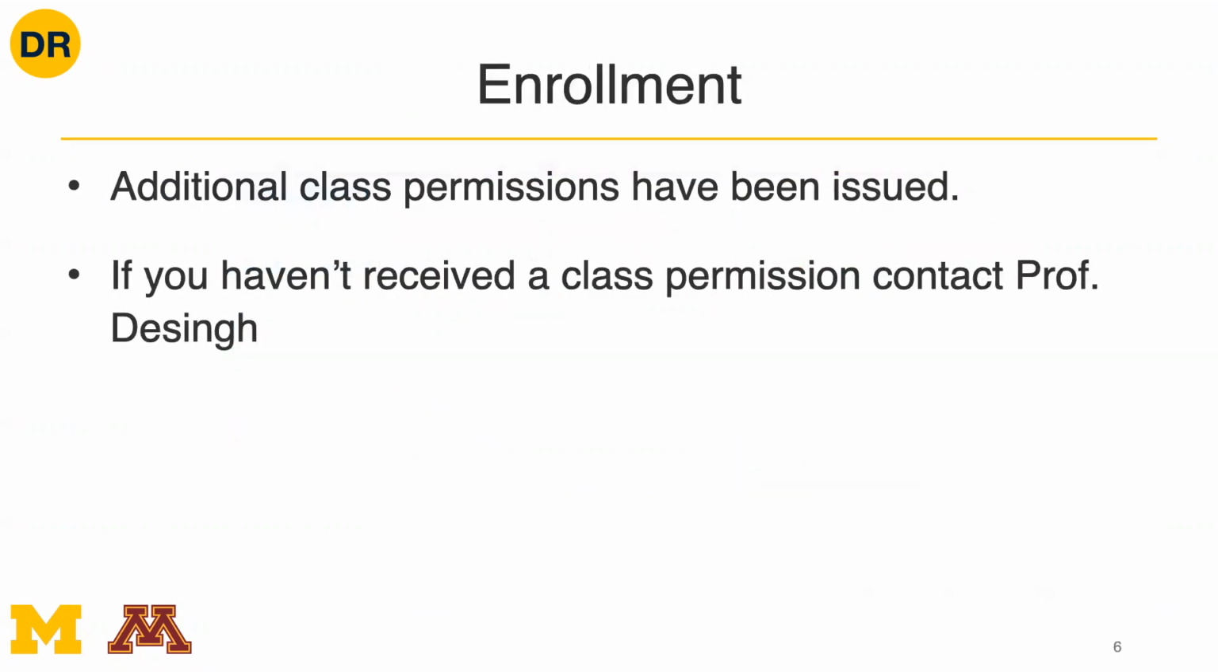Enrollment: I think additional permissions have already been given. If not, please talk to me after the class. I think the class is already full. The limit was 20, and now the enrollment is 30, which is great, but we still want to limit the numbers.